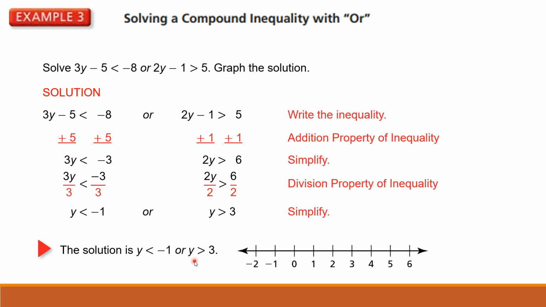Now we want to graph this. Our boundary points on the left would be -1 with an open circle, and on the right, the boundary point is 3 with an open circle. Now we want to graph the solution. y is less than -1, so that's going to be shading to the left, or y is greater than 3, so we shade to the right. So the values of y are either less than -1 or greater than +3.